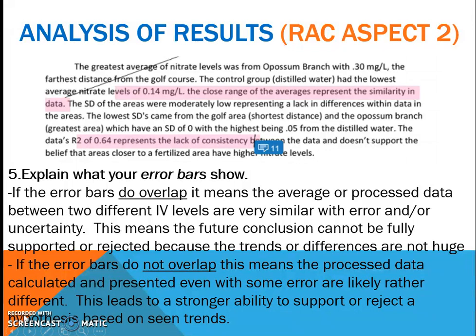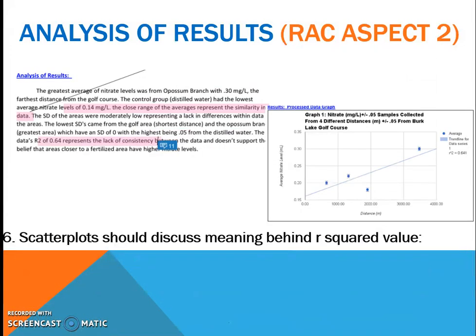That's a little bit tough. This person said, hey, my standard deviation is kind of low, and so that means I can kind of strongly support my data. All right. Scatter plots should all have an R-squared value. R-squared value is right here.